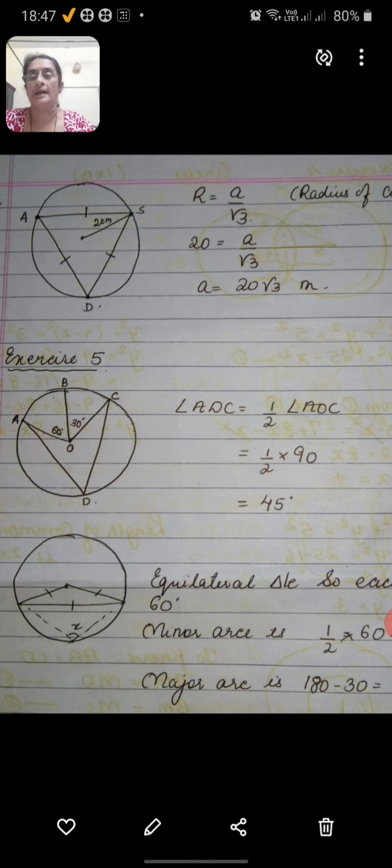To find the side of this equilateral triangle, we are going to use the formula R is equal to a upon root 3. The radius of this circle is given, that is 20. So 20 is equal to a upon root 3, that gives you the value of a as 20 root 3 meters. So the length of the string is 20 root 3 meters.